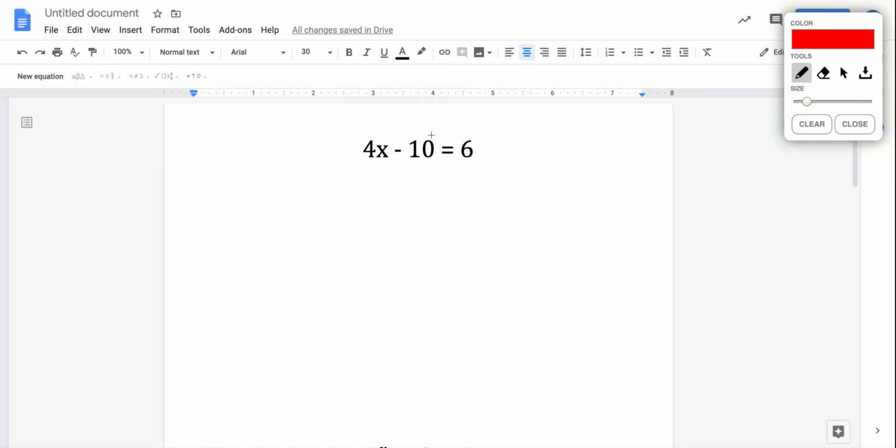So I see that this is my question. The first thing I'm going to do is circle my variable term. Okay, this is 4x. There's a variable in it. I'm going to undo this second. I'm going to take care of it later. I have to get rid of this minus 10.